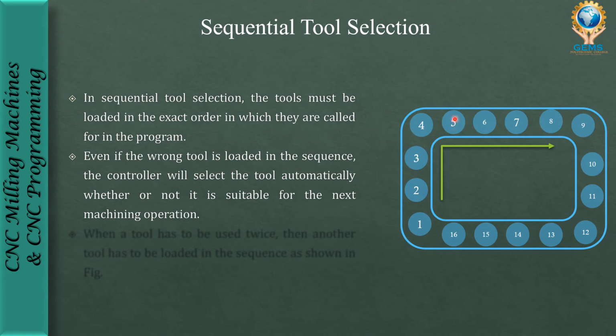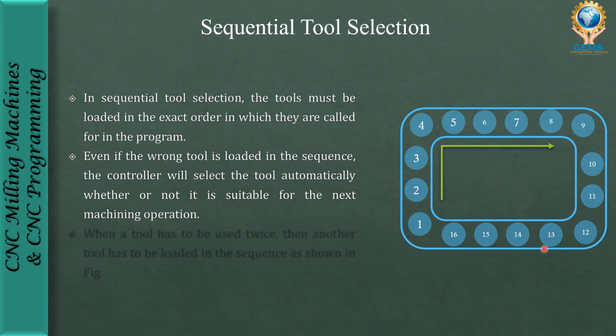I kept the tool number 5 in position number 5. But if you call number 3, the third operation is a drilling operation in the program. Okay, but if you call 3, a different tool will be selected. So that is not suitable for the machining operation. So we need to check this order, or we need to check the number of the ATC in the magazine.